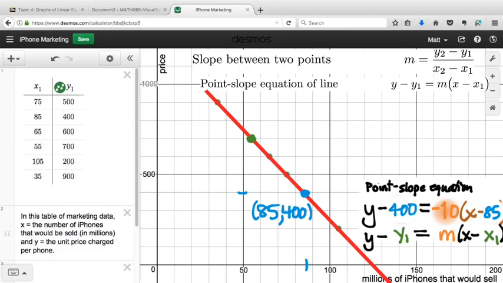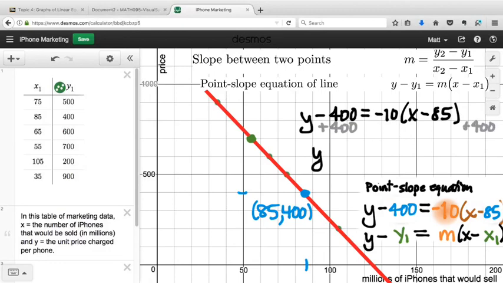So I'm going to start from this version of the point-slope equation that we just found, y minus 400 equals negative 10 times x minus 85. And then I'm going to try to get that y alone. What's the first thing I'd want to do? It would be efficient to add 400 to both sides. So if I do that, now my y is by itself, and on the right-hand side I have negative 10 times x minus 85, in parentheses, plus 400.